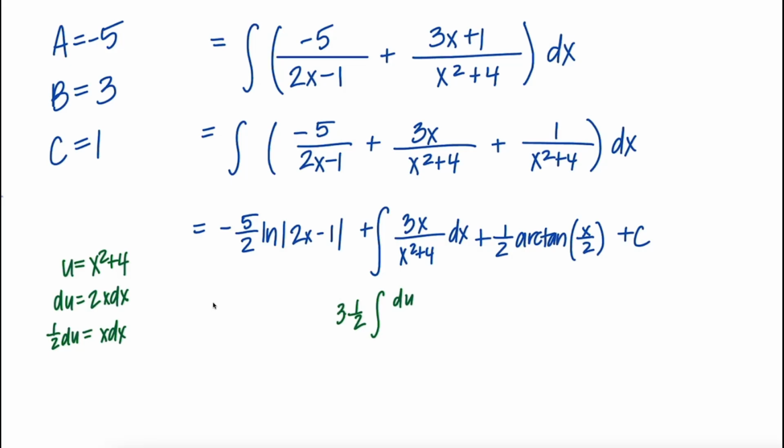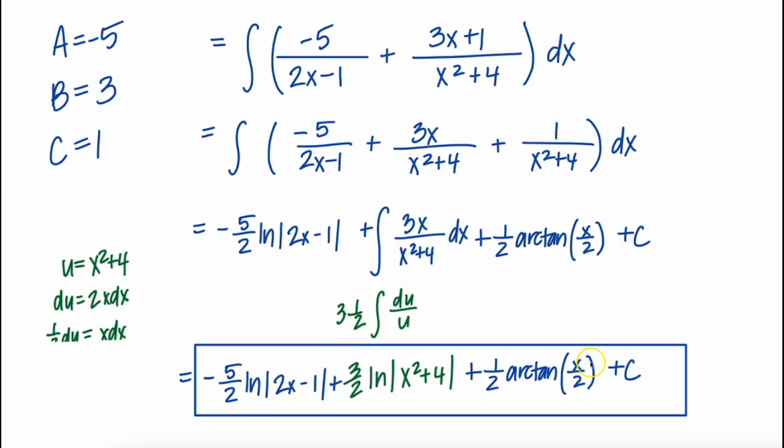I had to pull that out. 3 times 1/2 du over u. So we'll have 3/2 the natural log of u, but u was x squared plus 4. And then we'll just go ahead and bring down the rest of the pieces to get our final answer here.